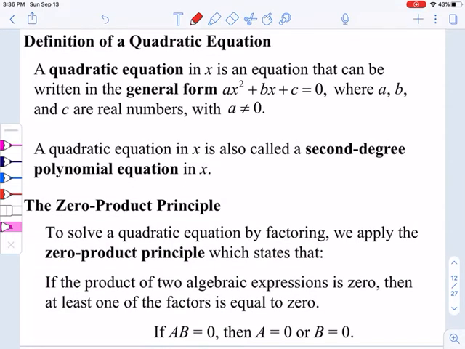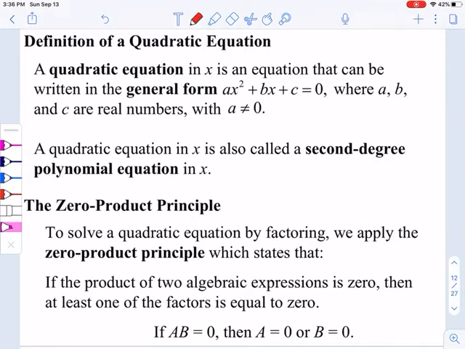Now, a quadratic equation in x is an equation that can be written in the general form ax squared plus bx plus c is equal to 0, where a, b, and c are real numbers, as long as a is not equal to 0. If a was equal to 0, that means that whole first piece would be equal to 0, which would then make it linear. That's why they state that a cannot be equal to 0. A quadratic equation in x is also called a second-degree polynomial equation. We already talked about degrees in our polynomials.